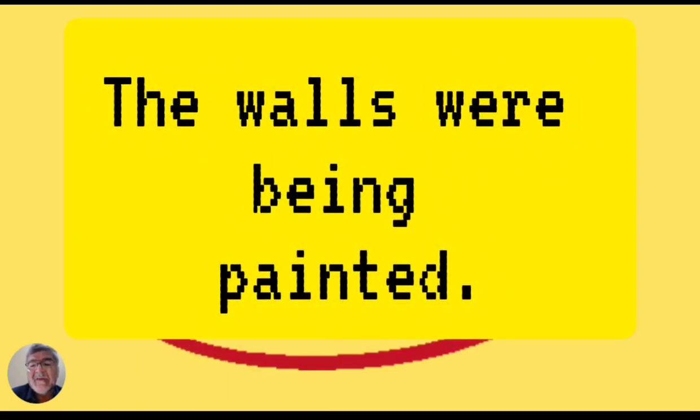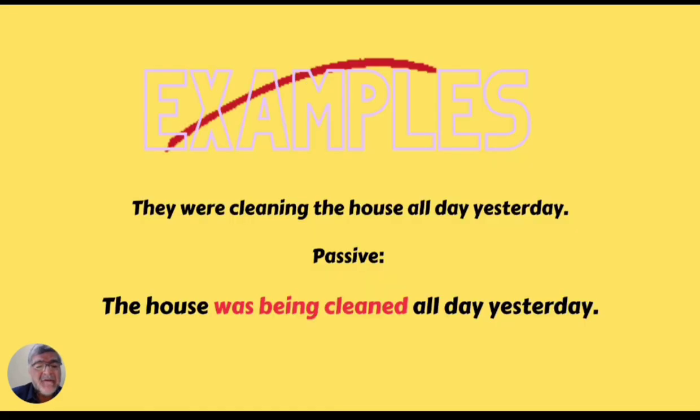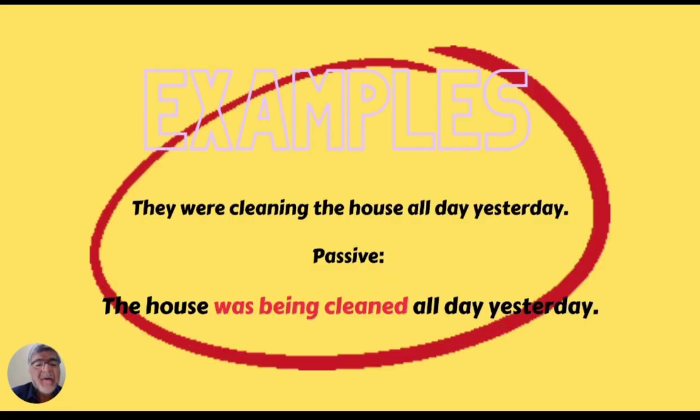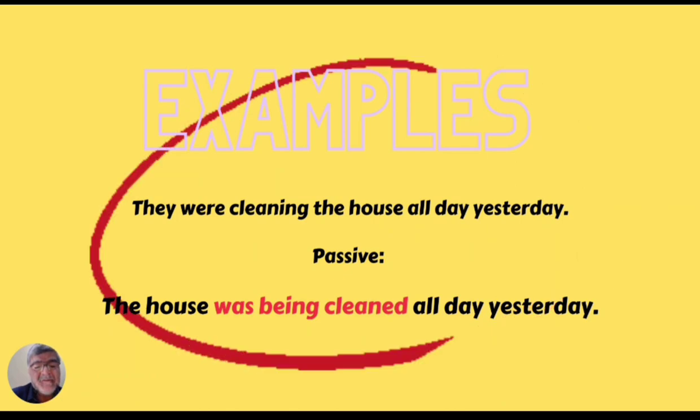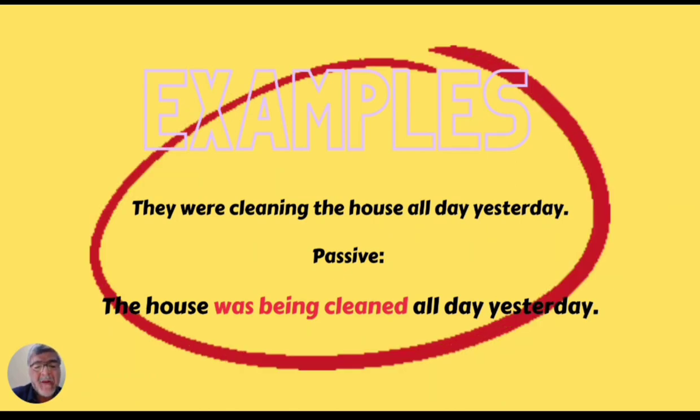The walls were being painted when I arrived. You see that all of the sentences in the past continuous form will be to be, was, or were, plus being, plus the third part of the verb, which is cleaned, built, or any other verbs.